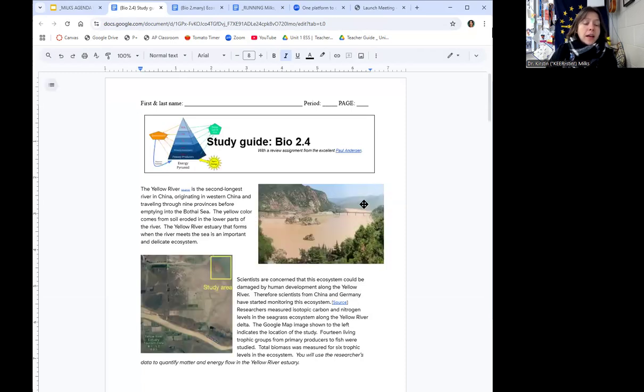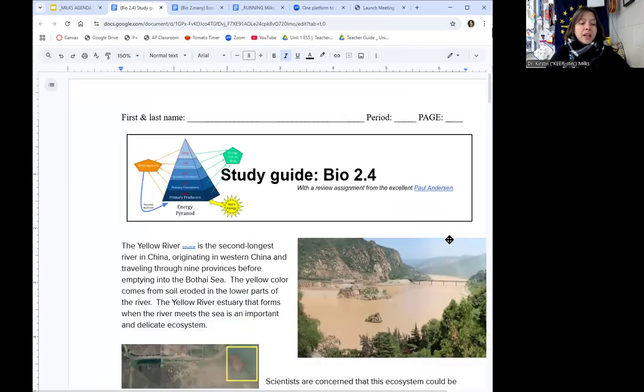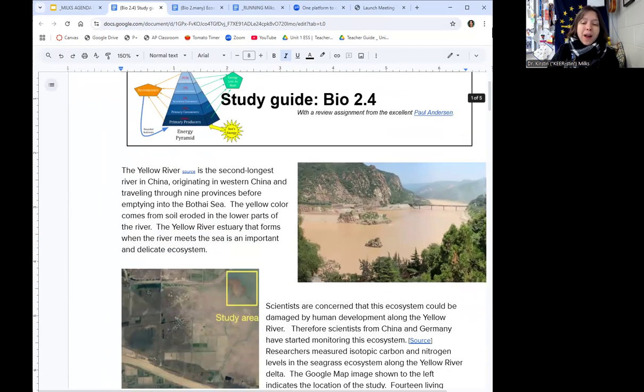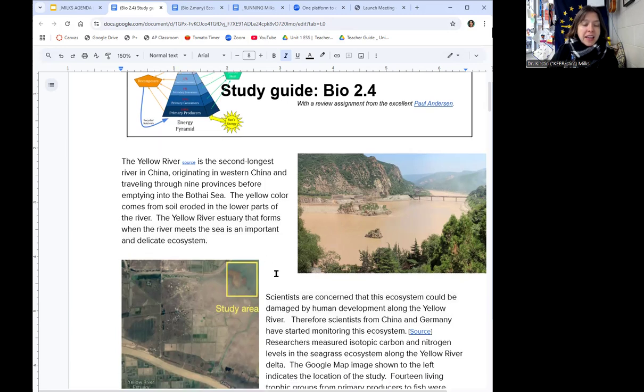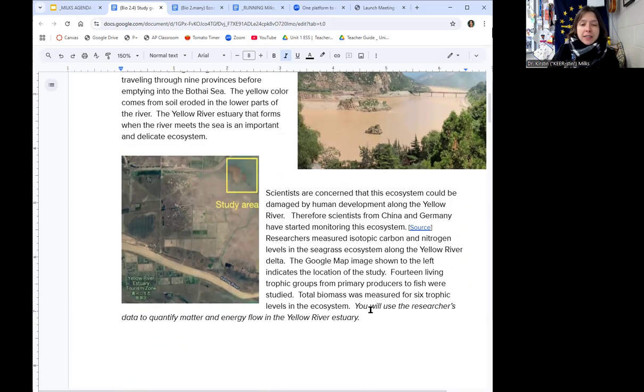So I wanted to share with you that the Yellow River is the second longest river in China. It originates in Western China and it goes through 9 provinces, kind of like our states, before emptying into the Bohai Sea. The yellow color comes from soil eroded in the lower parts of the river. The Yellow River estuary that forms where the river meets the sea is an important and delicate ecosystem.